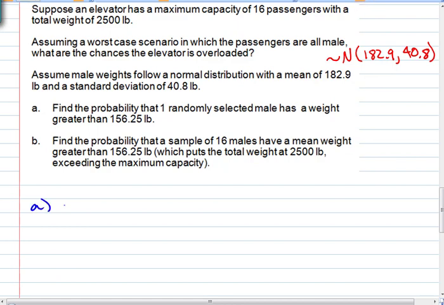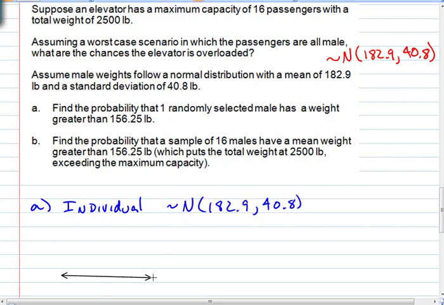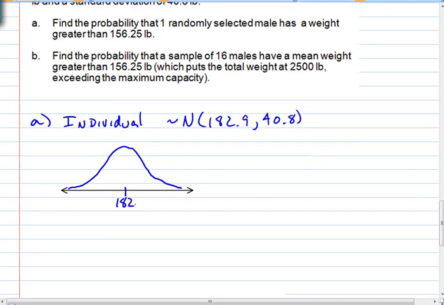So here we're looking at an individual male that has a normal distribution of 182.9 and a standard deviation of 40.8. So we draw our normal distribution. Always start with a picture. What number goes in the middle? 182.9. And we're looking for the probability that we have a male with a weight of 156.25 or greater. Will that number go to the left or the right of 182.9? Left. Let's put them over here, 156.25. And do we want to shade to the left or to the right? Right. So we know we're looking at a weight or probability more than 50%.